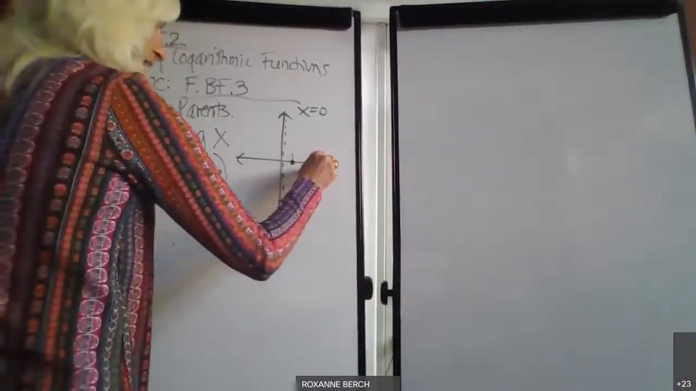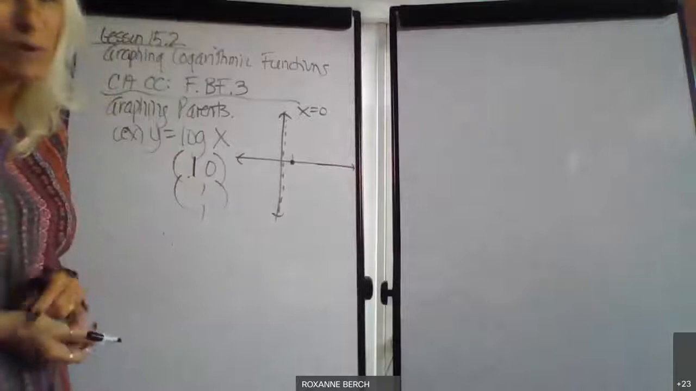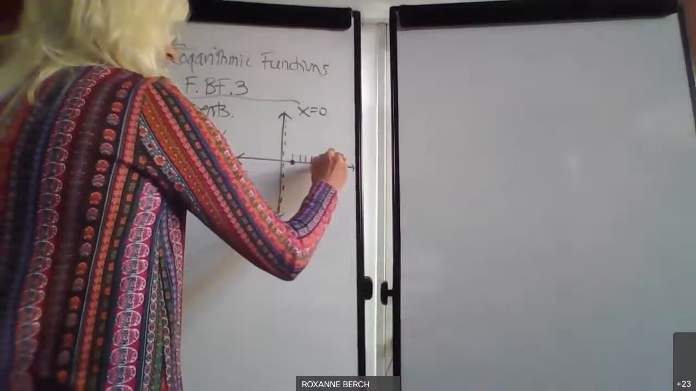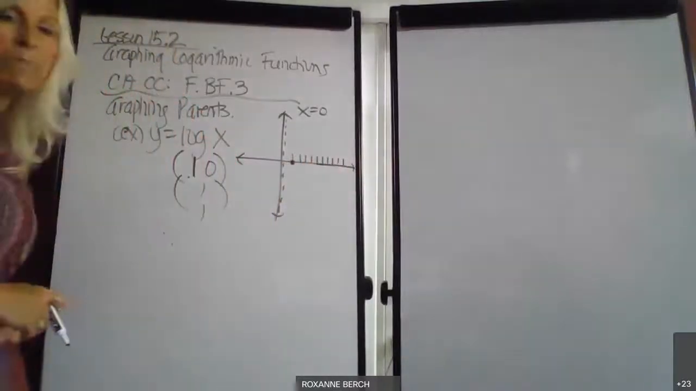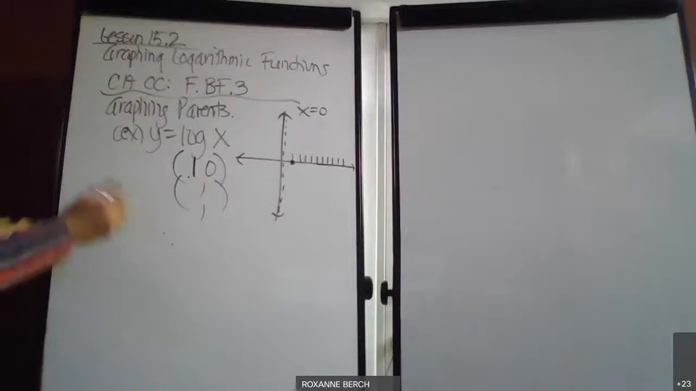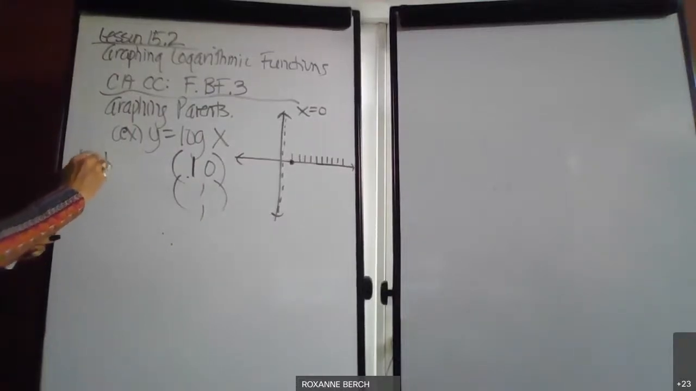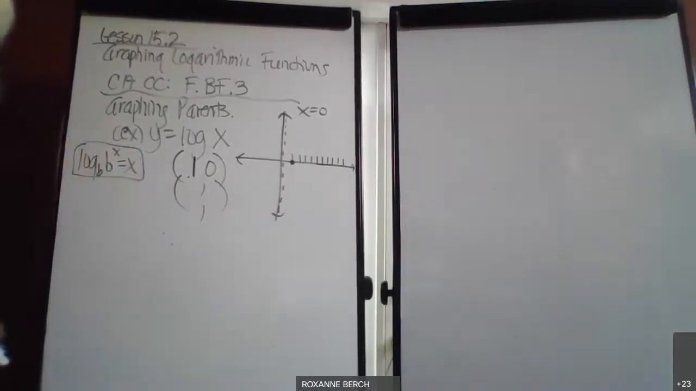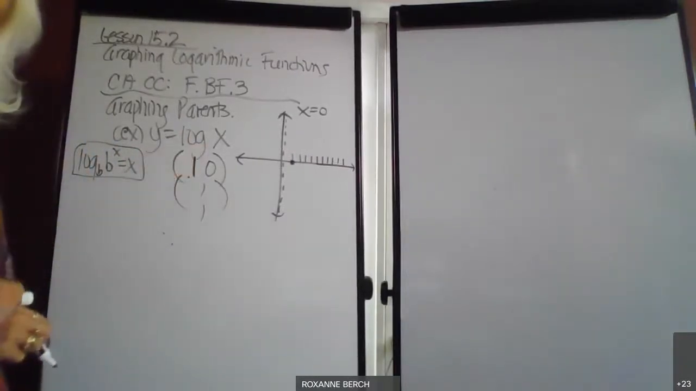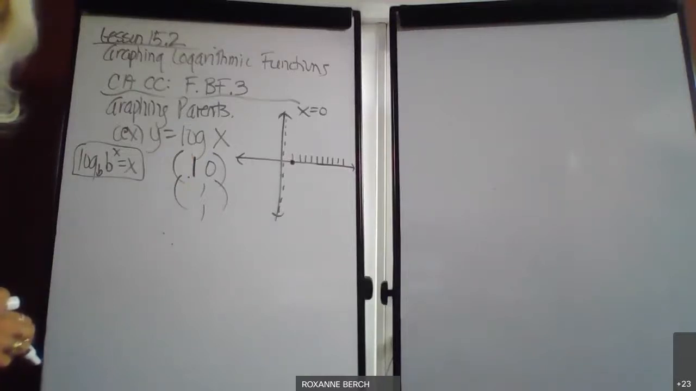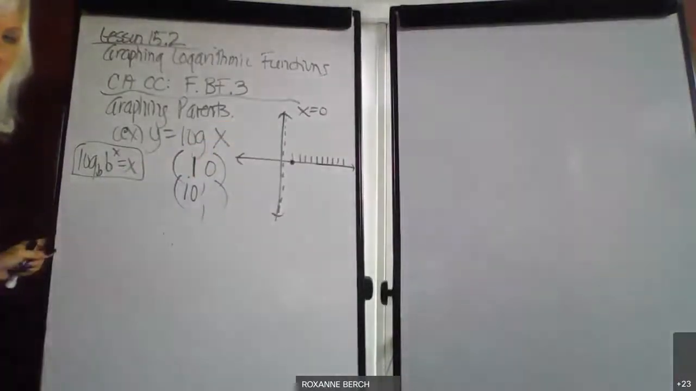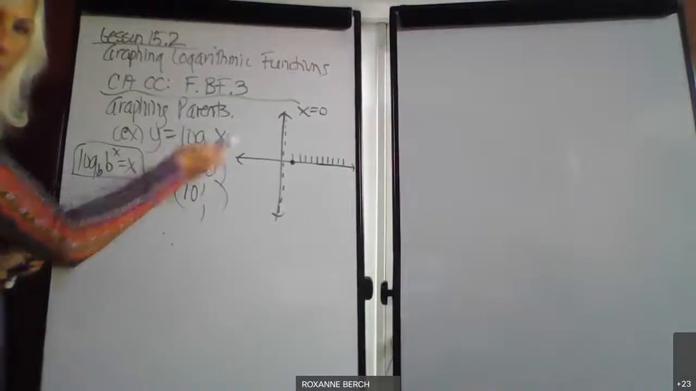Okay, what other x? You can pick any x you want, but what would be a nice x to pick? The base of a logarithm, right? Because remember the property, log base b of b to the x equals x. So you want to pick a b that's the base of a logarithm. So what's the base of the logarithm? 10. So we want x to be 10. So what's log base 10 of 10 to the 1? 1.